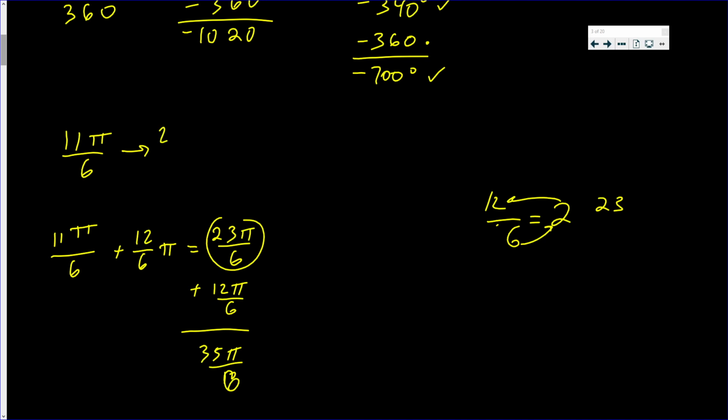So one answer is 23 pi over 6. The other answer is 35 pi over 6. Now, as I said, 11 pi over 6 is less than 2 pi. So if you take away more, like 2 pi, it'll be negative.